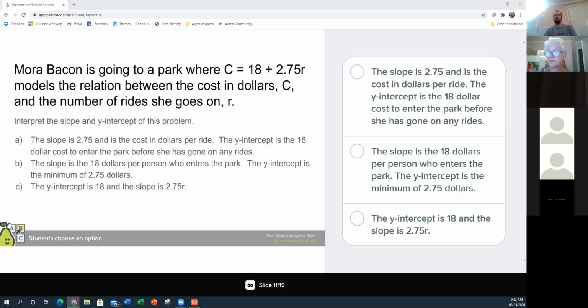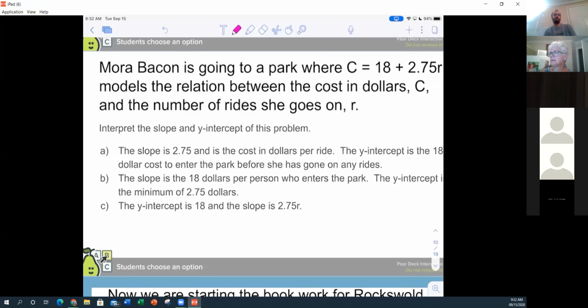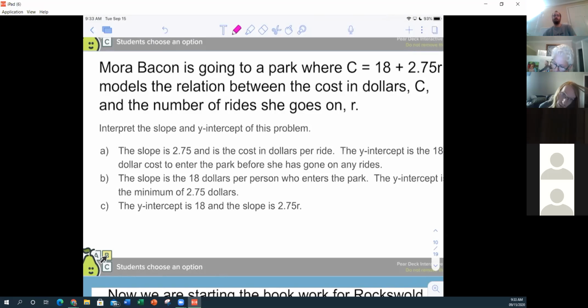Okay, let's go ahead and talk about this one. So if you think about this, everyone who is entering the park, more than likely, if they're an adult or whatever, is going to be paying the same thing to get into the park. So looking at this equation, C equals 18 plus 2.75R, what do you think is the entrance cost to the park? How much does it cost just to walk in the door? $18. Yeah, $18, right? So that doesn't change for anyone. Just to walk in the door, that stays the same.